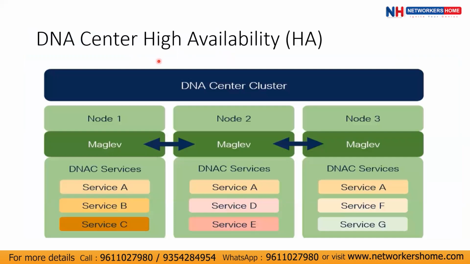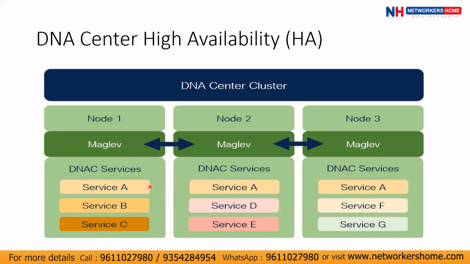Now we are going to discuss the high availability part. In the high availability section, you can see we have 3 nodes available, right? And all of the 3 nodes have the same services because they are identical. So here you have service A, service A, service A. You have service B, F. So these services are different. But why are they different? Because some of the services are running on this particular node, some of the services are running on this particular node, and some on this one.